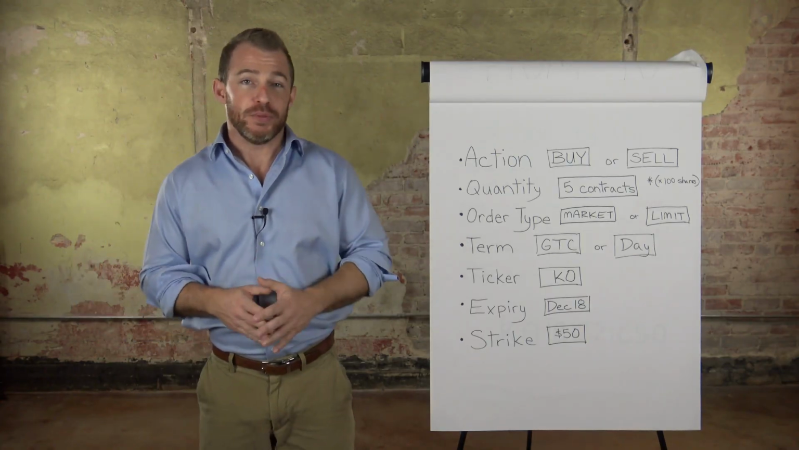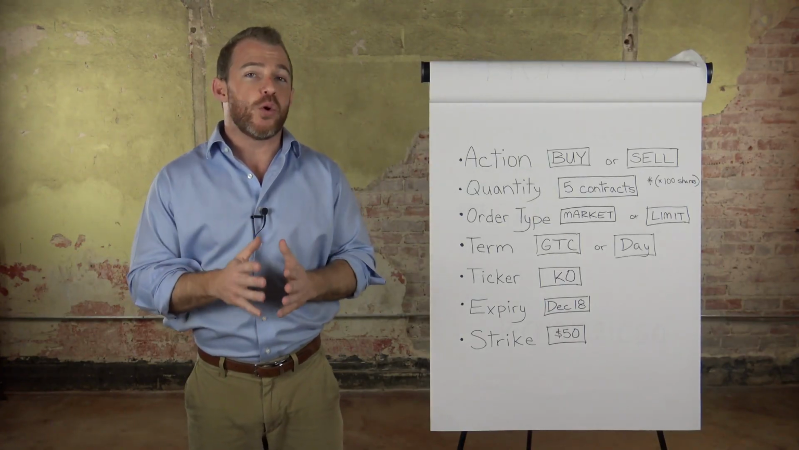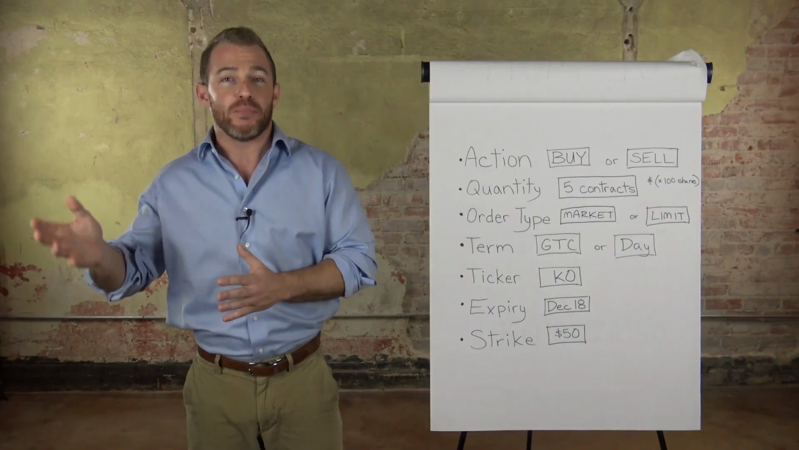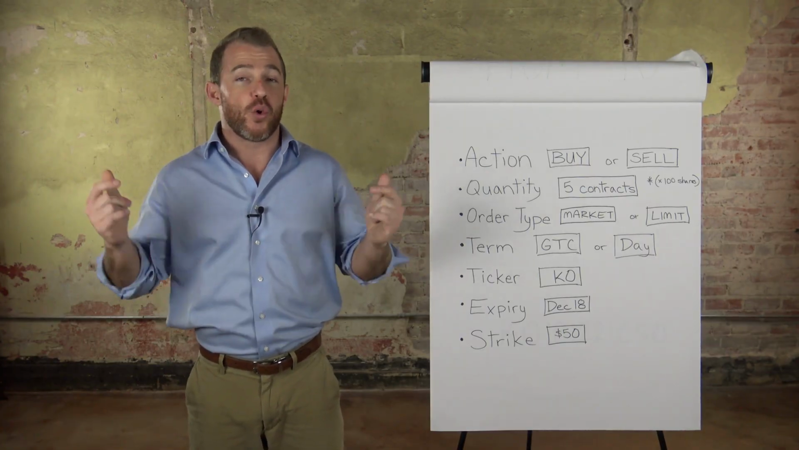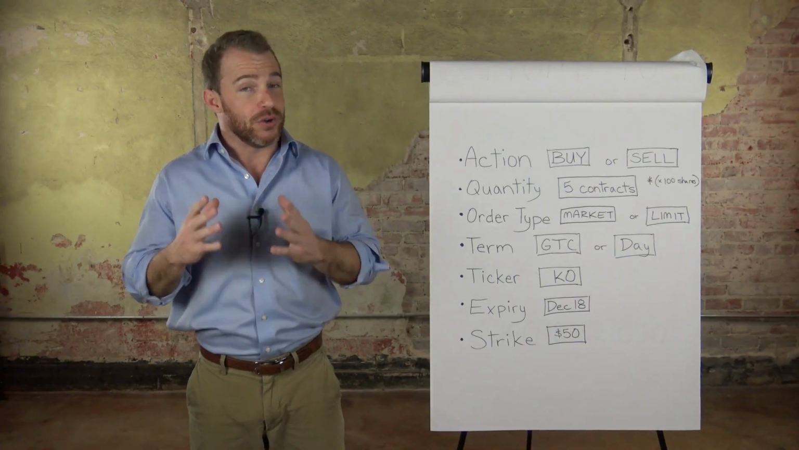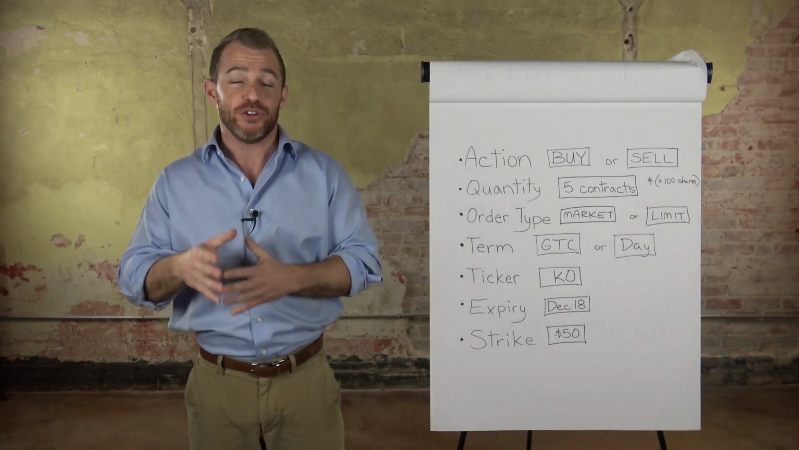The fourth thing is the term. Is it a GTC or good till canceled order, or is it a day order? Now, day orders expire at the end of that market session. So if you don't get filled by the time the market closes that day, your order's deleted and it's gone. But a good till canceled order is just as the name implies. It stays on the broker's books until you cancel it.